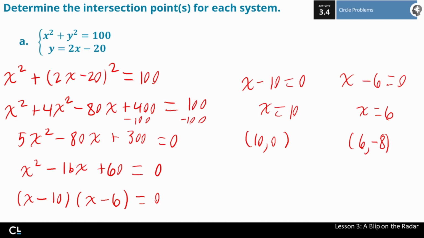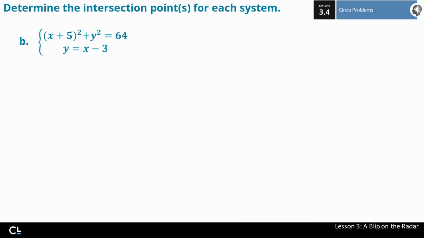Let's try out the next one. Once again, we got to substitute again. X plus 5 squared, that stays the same. This is, now we hit our y, we substitute in, plus x minus 3 squared equals 64.